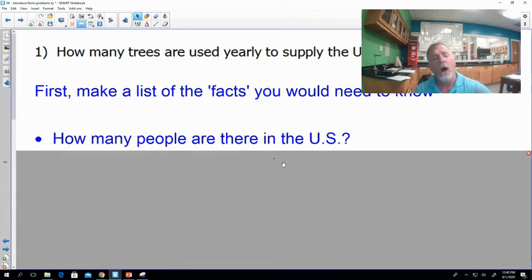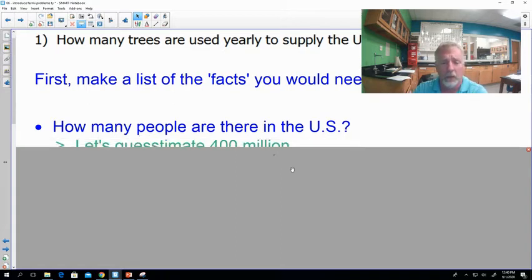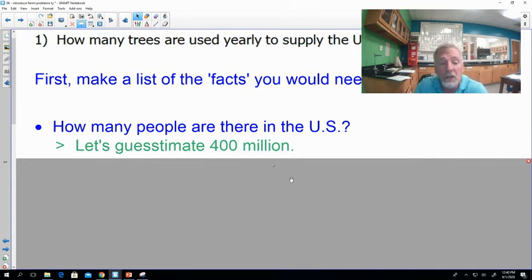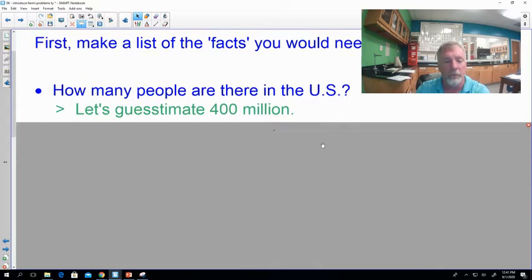So my first thought was, how many people are there in the United States? And I know it's roughly 400 million. And I say guesstimate because I don't know what the exact number is, but I know it's somewhere close to 400 million. It's not 40 million. It's not 4 million. It's not 200 million. And it's not even 300 million or 500 million. I know we're pretty close to 400 million of those numbers.